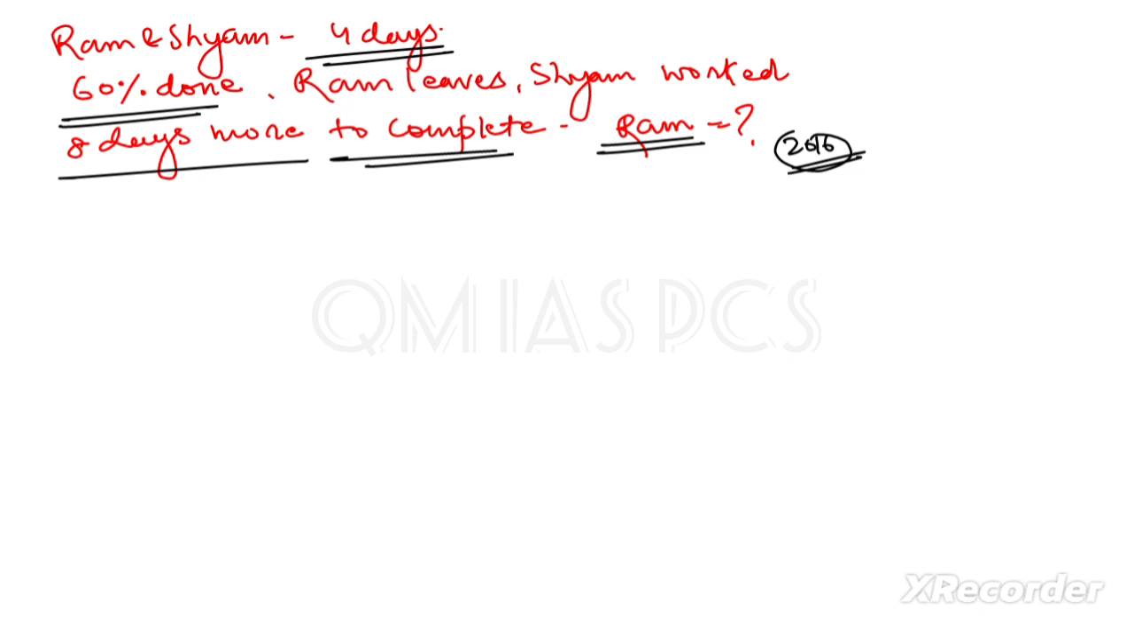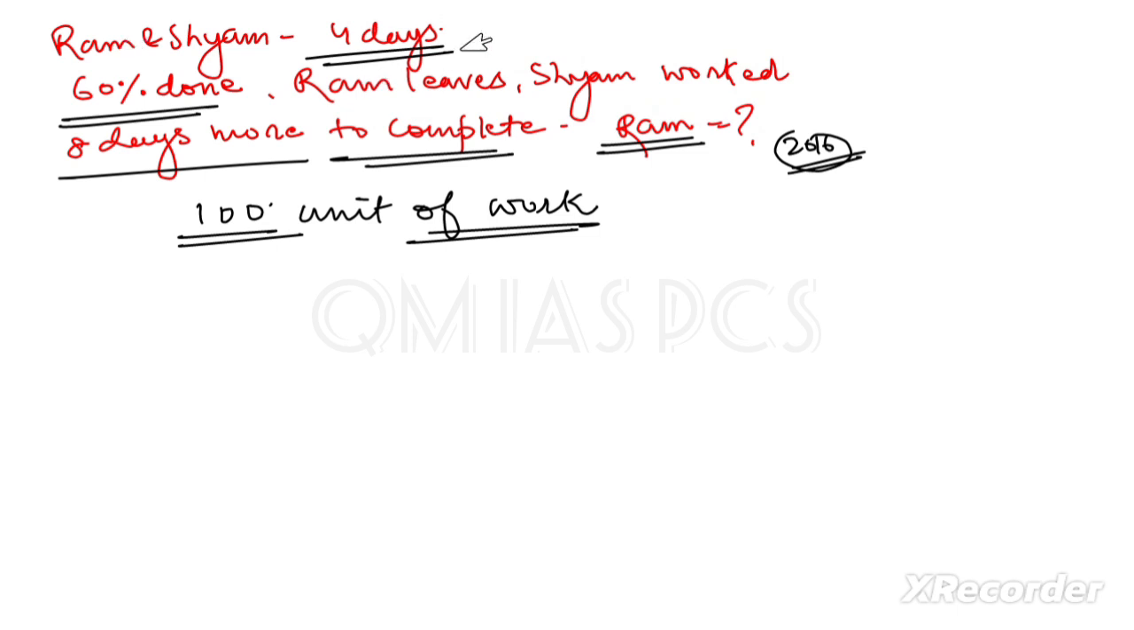So I'm trying a very basic way, like the unitary method. Whenever there is a percentage, I always take 100. So there is 100 unit of work. Like 60% work has been done by Ram and Shyam together in 4 days. So 60% means 60 work has been done.